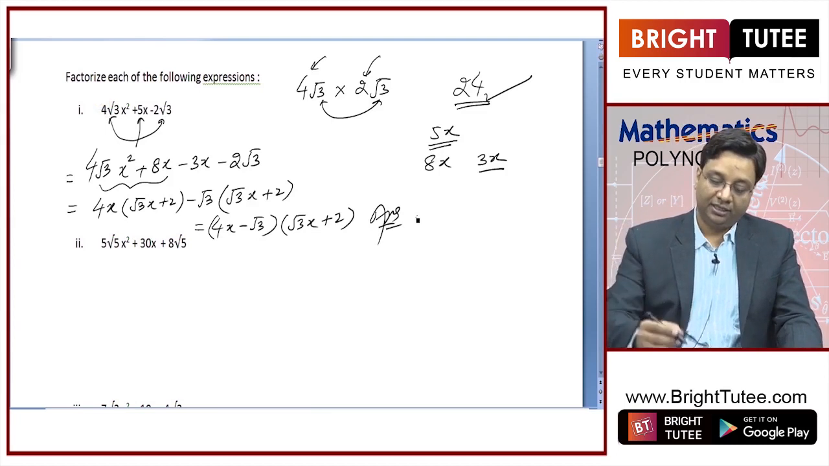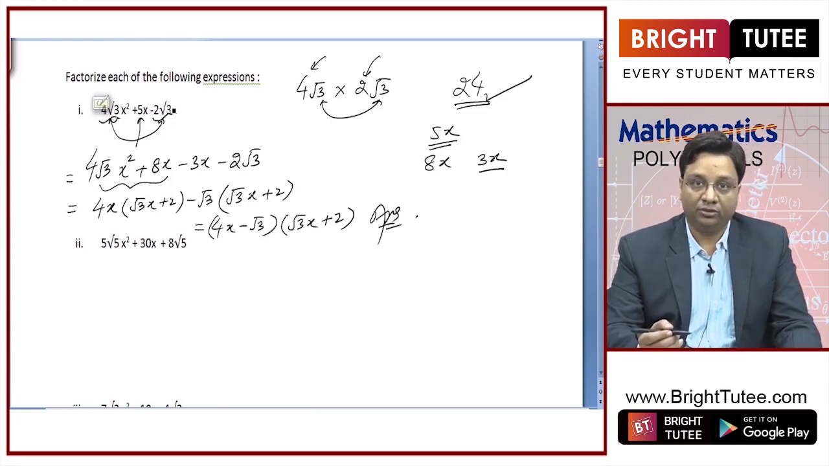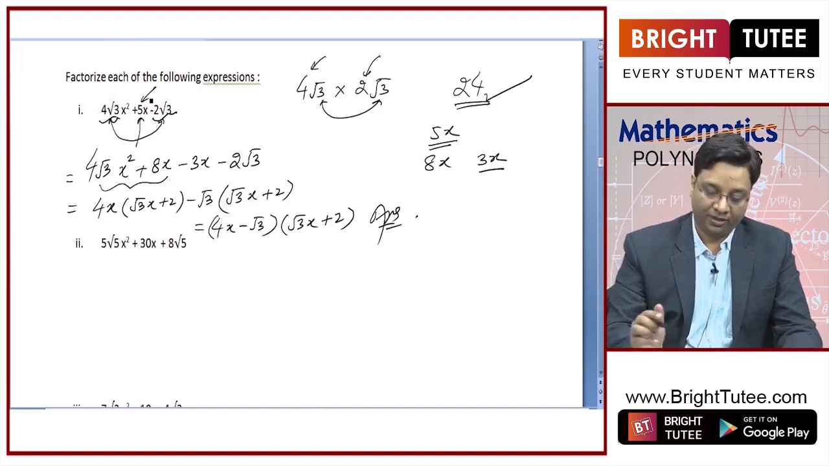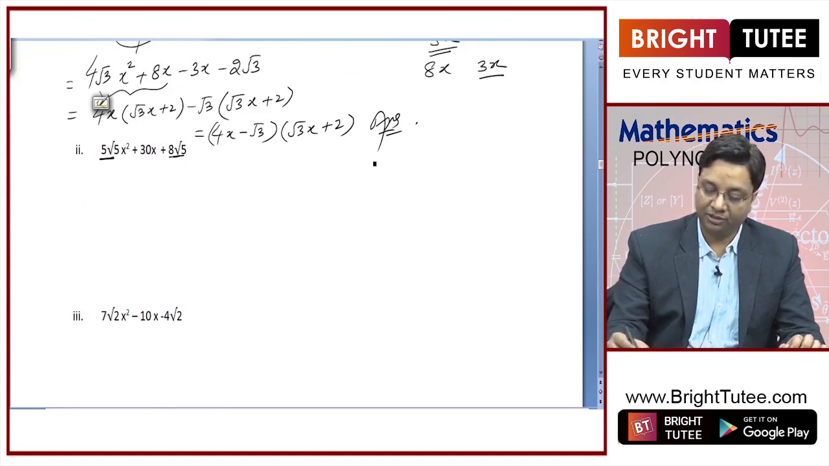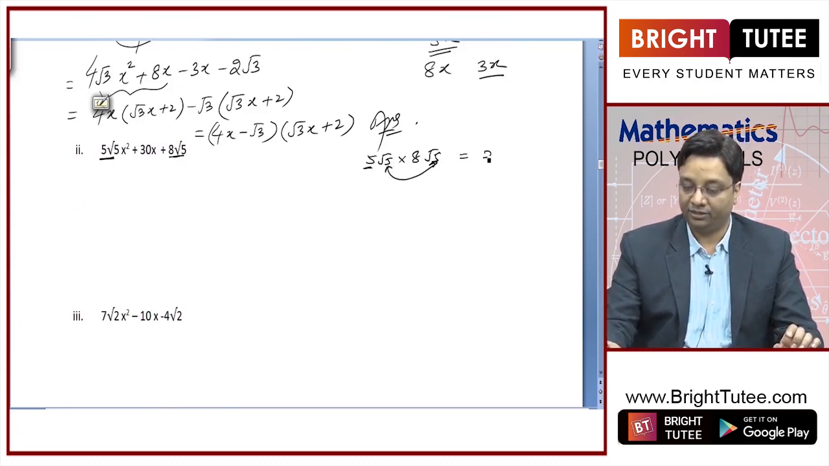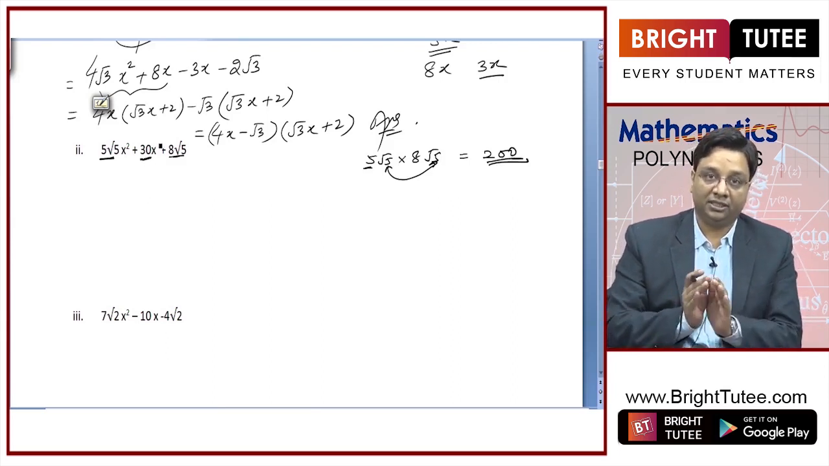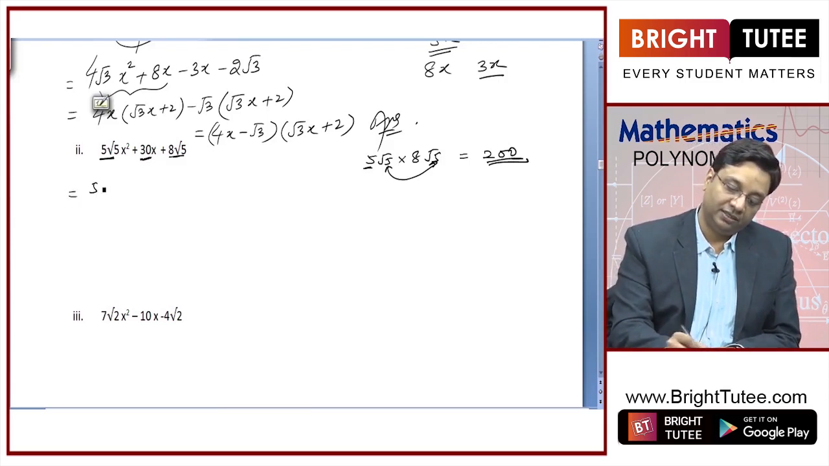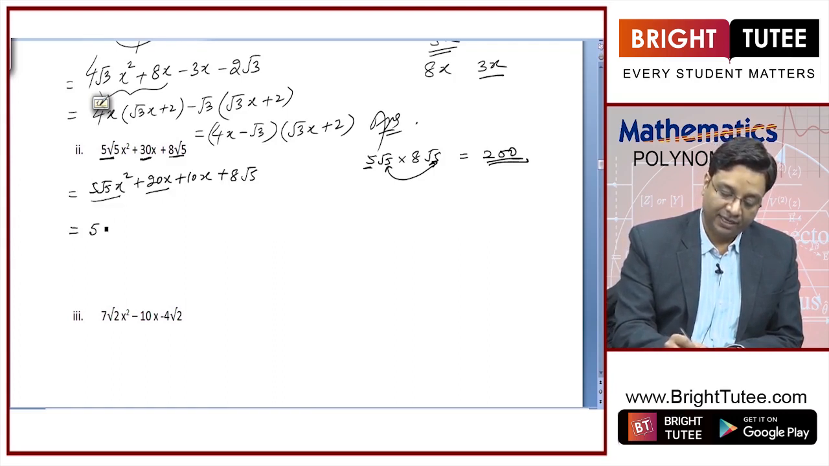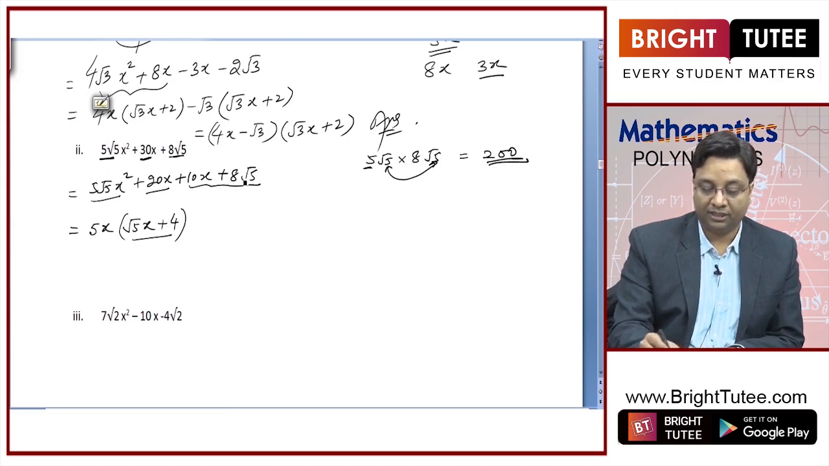So I have used middle term splitting in this. I saw that the product of these two terms, 4 root 3 into 2 root 3, is 24. So I wanted to split this in a way so that the two parts have a product of 24. Okay. Similarly in this one the product of these two terms is 5 root 5 into 8 root 5. This will make a 5, 5 into 5 is 25, 25 into 8 is 200. So I need to produce 200 out of the two parts that I split 30x into. So it is an easier one, 5 root 5 x square plus 20x plus 10x plus 8 root 5 here, and from these two parts I can take 5x as common, so that inside I will have root 5x plus 4, right.